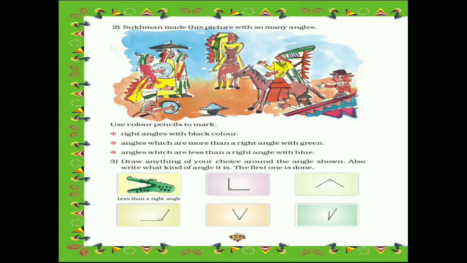Now carefully observe the fourth angle. It is greater than a right angle, right? You can easily observe it is greater than a right angle. So which angle is this? This is an obtuse angle. So this thing you have to write in the textbook, right? That this is a right angle, this is a right angle again, and this one is an obtuse angle.